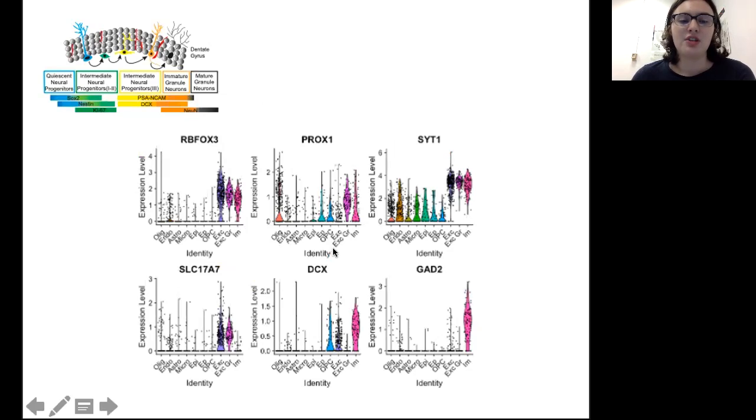Then we can see that the granule neurons express FOX1, which is a known marker of granule cells, and that the excitatory clusters express this, which is a marker of glutamatergic signaling, and thus excitatory neurons. Finally, we can check out a known marker of immature neurons, DCX or doublecortin, which is expressed most highly in immature neurons, and you can also see that they express GAD2, which is a marker of GABAergic neurons, which helps us to identify this cluster because we know that immature neurons are inhibitory.